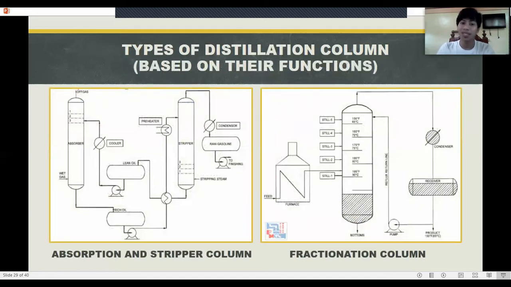Next is the type of distillation column based on their function. It can be classified into absorption and stripper column or the fractionation column.